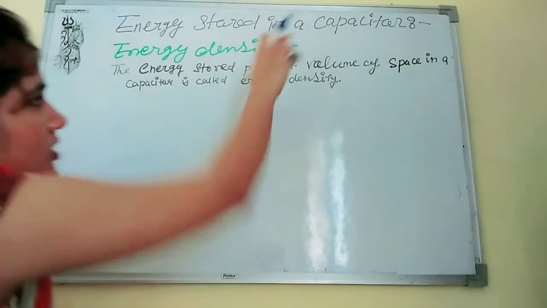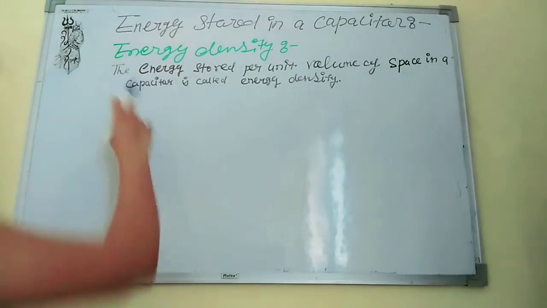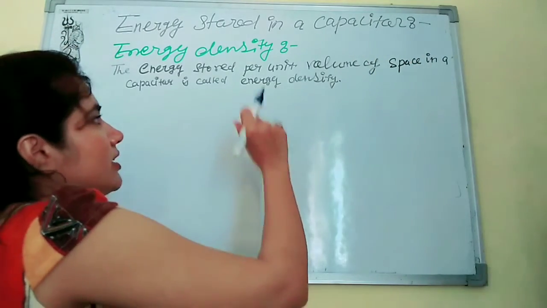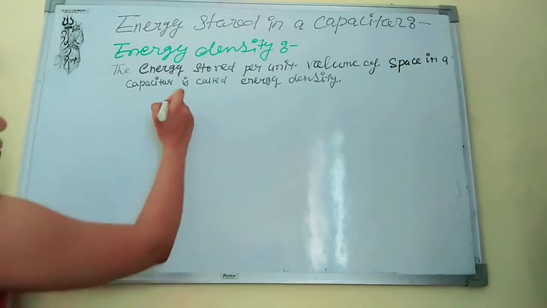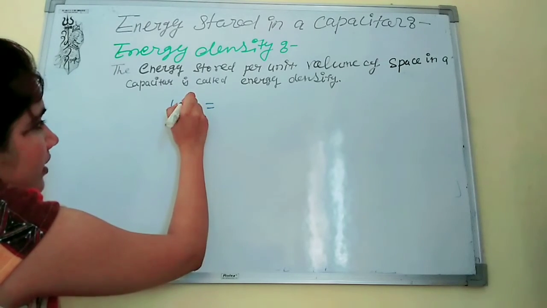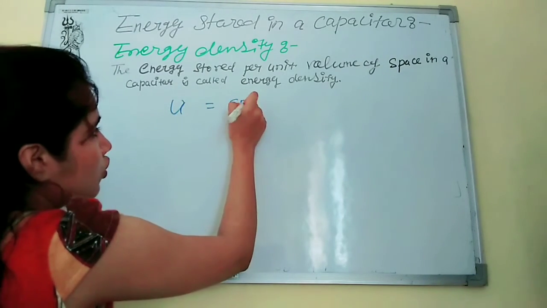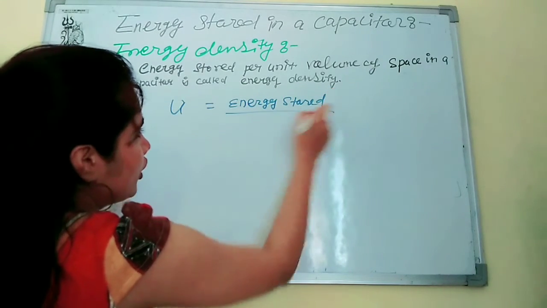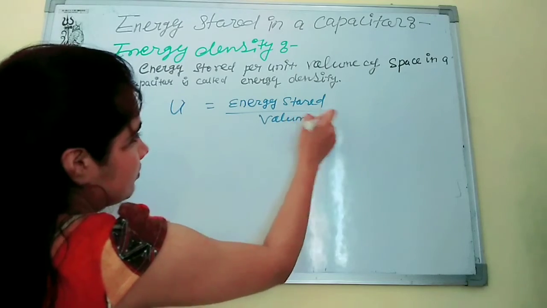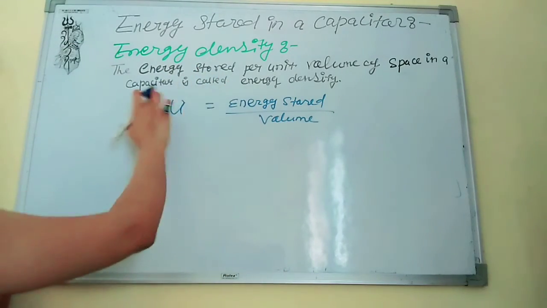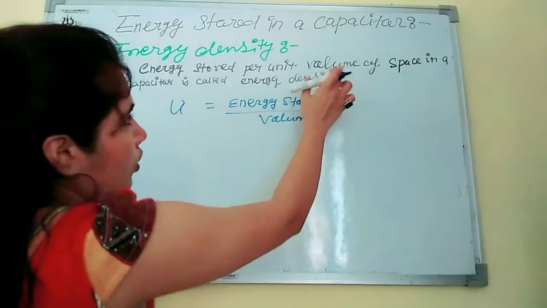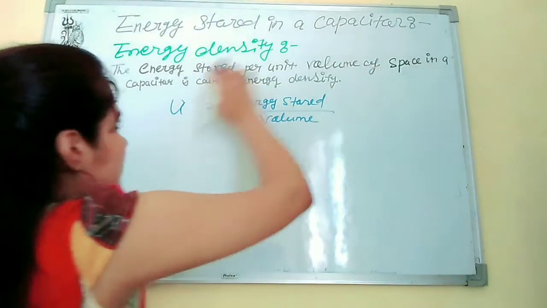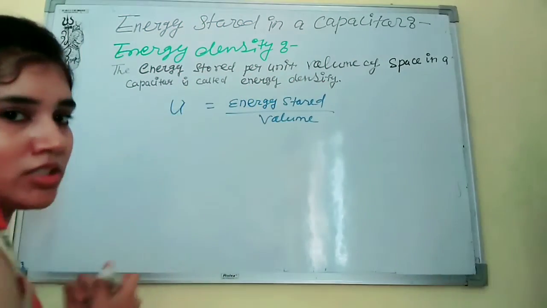See the energy density. So what is energy density? The energy stored per unit volume of space in a capacitor is called energy density. So we can express it like this: energy density is energy stored upon volume, because here it is written that energy is stored per unit volume. So energy stored per unit volume of space in a capacitor is called energy density.